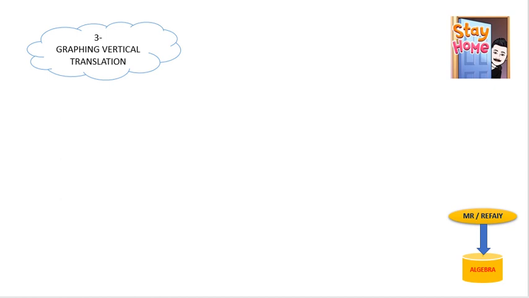Number 3, graphing vertical translation. To graph any vertical translation, you have to know the standard form, or the general formula, of the square root function, which is y equals a times root x minus h, plus k. So this is h, this is k, and this is a. We have 3 values here, and this formula is called the original formula of the square root function. According to these numbers a, h, and k, we can graph the square root function.